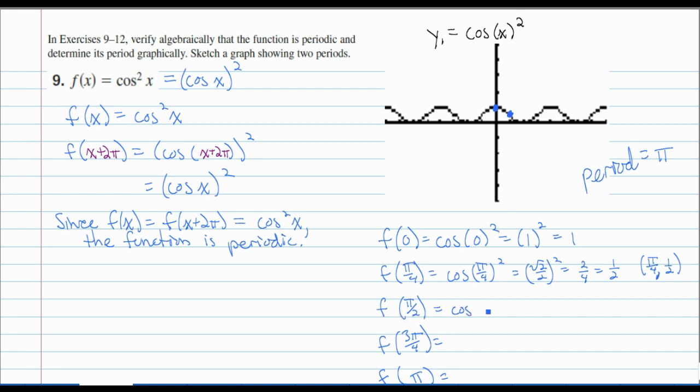How about f of pi over 2? The cosine of pi over 2 squared means I have to first evaluate the cosine of pi over 2, which is 0. And 0 squared is 0. So pi over 2 comma 0, right there, is a point on the curve.